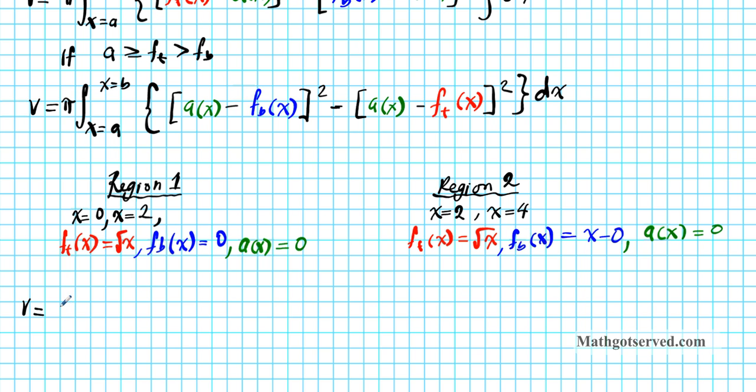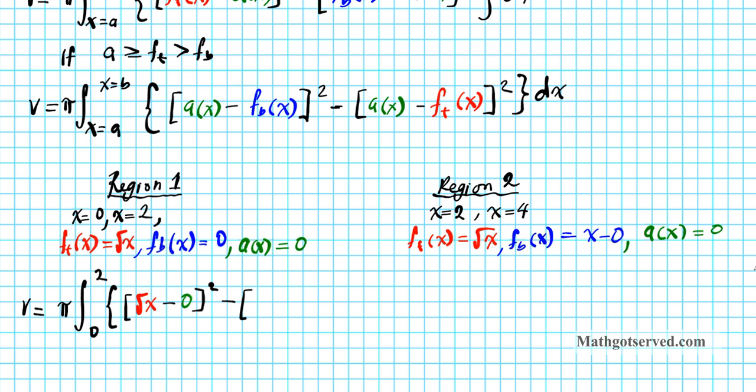So for the first region, rotated about the x-axis will be the integral from 0 to 2. And then we have squiggly bracket, the function on the top is root x minus the axis of rotation, which is 0. Let's close that. What are we to do now? This is the radius. What do you do? Pi r what? Pi r squared. So don't forget that. Minus the function on the top.